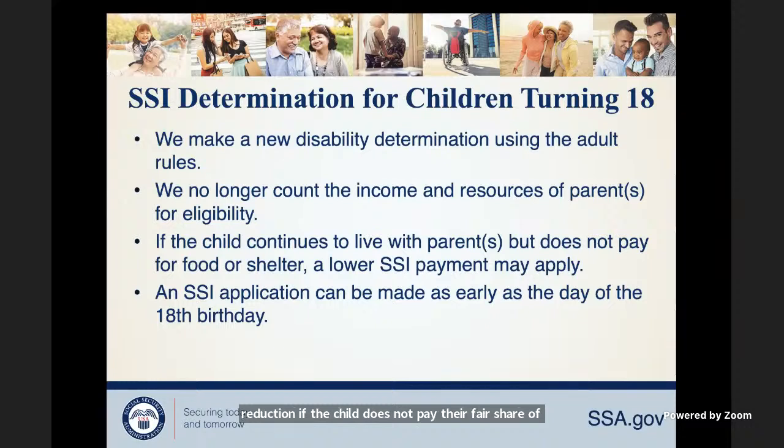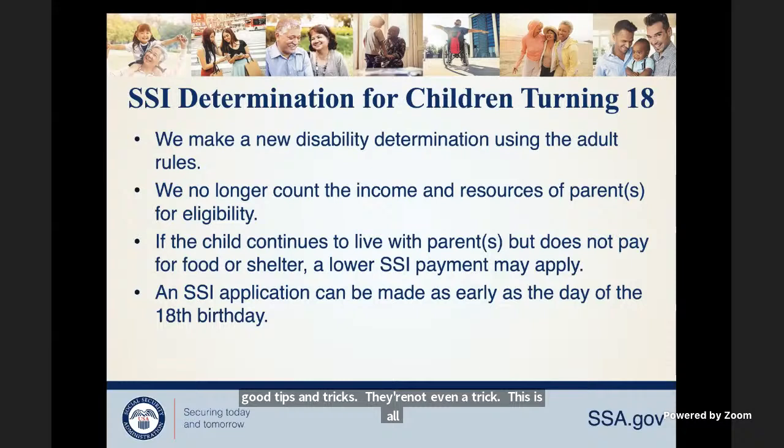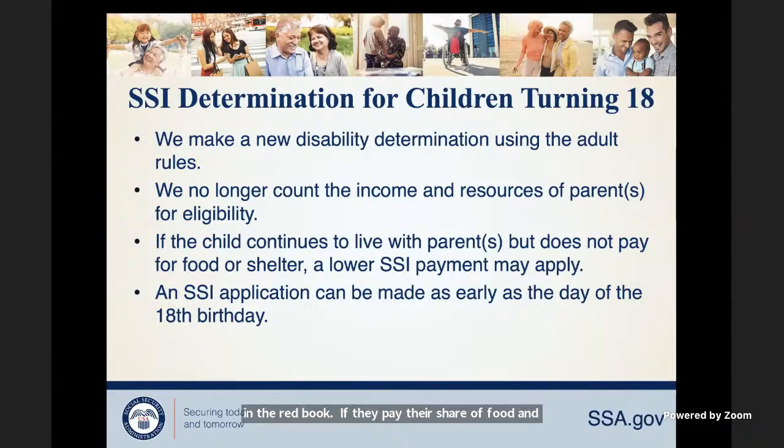What does that mean? I'm giving you really good tips and tricks here. Not even a trick. This is all in the Red Book. If they pay their share of food and shelter, their SSI should go up to the full amount each month. If they're not paying their share, it could be reduced by a third because Social Security looks at, well, they're getting help from their parents. We can reduce the amount because they're getting that help. The parents not charging them for food and shelter.